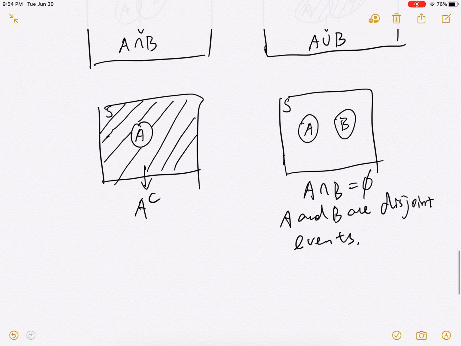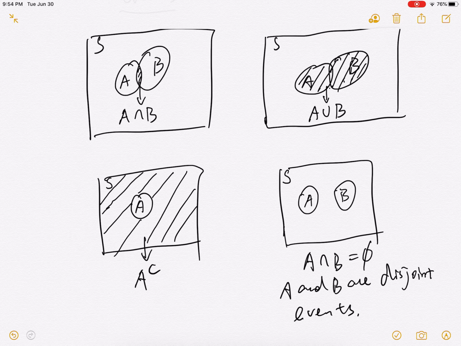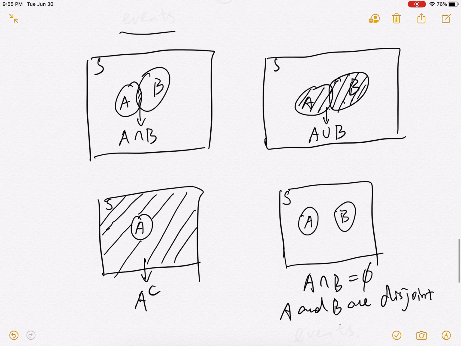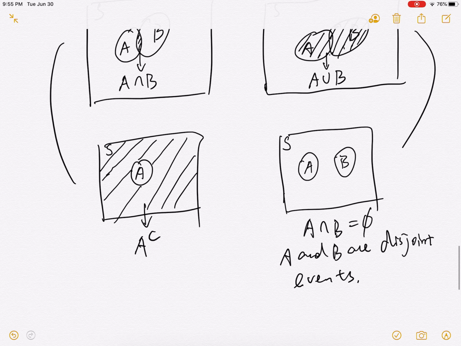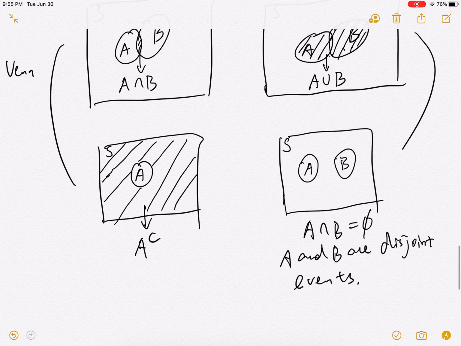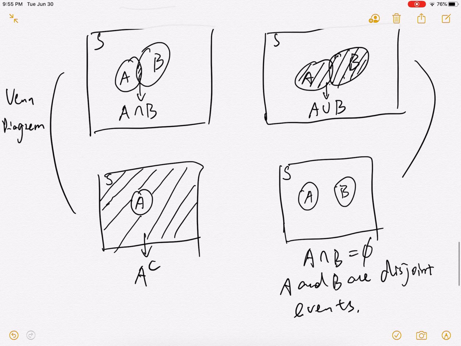So that's basically the relationship between A and B, or how to find A intersection B or A union B, or A complement, or when A and B are disjoint events. And actually this kind of graph, those four graphs over here, are called a Venn diagram. Okay. All right, that's pretty much all about this video.